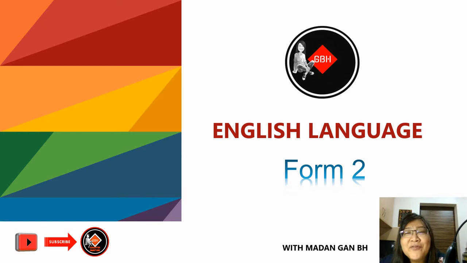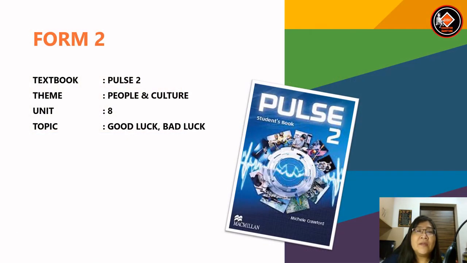This lesson is for Form 2. For this lesson, we are using the Past 2 textbook. The theme is People and Culture. We are doing Unit 8. The topic is Good Luck, Bad Luck.